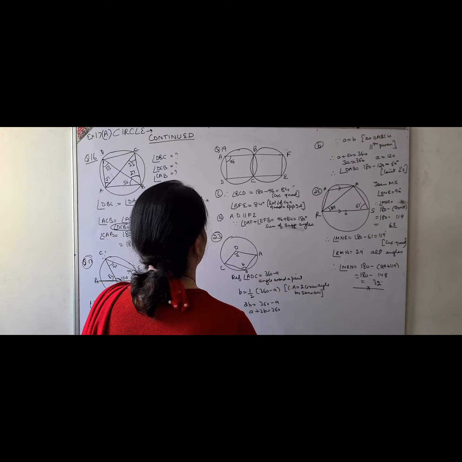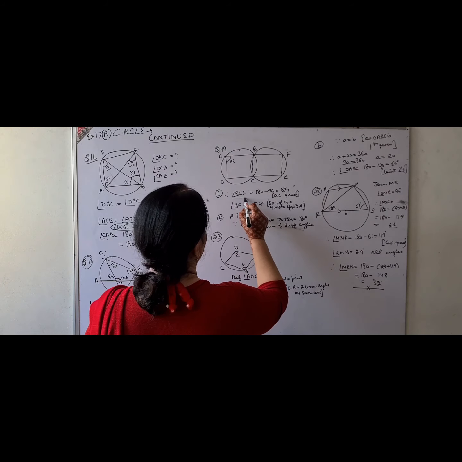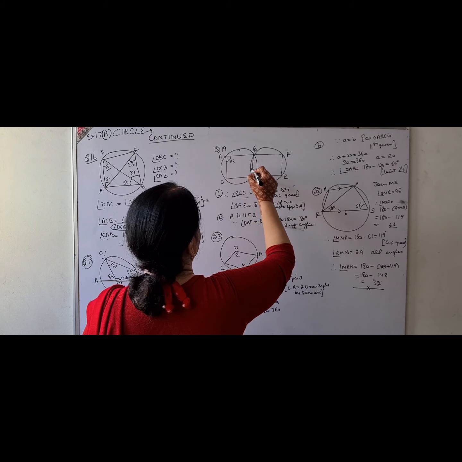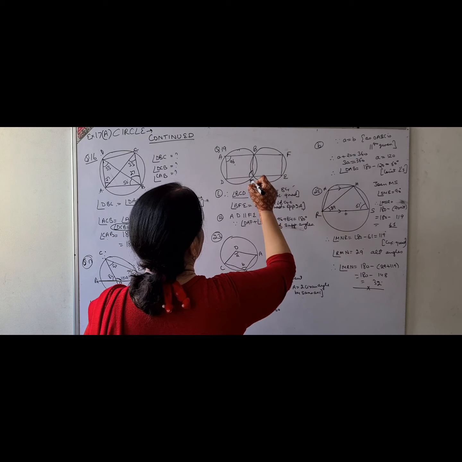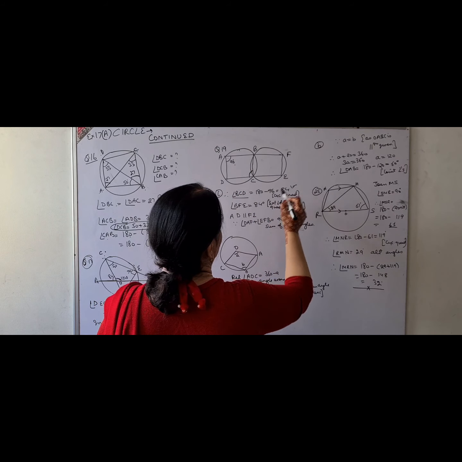So second answer, one of the very important sums. Then moving to question number 19, very easy again. He asks you to find BCD. You very well know that opposite angles of a cyclic quadrilateral are supplementary. 96 you know. So BCD will be 180 minus 96, 84.